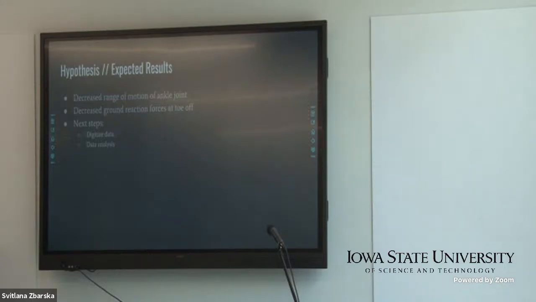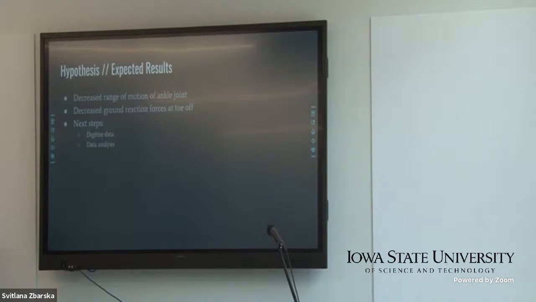Okay, so I currently am still in my data collection phase of this project, but one of the things I'm hypothesizing is decreased range of motion at the ankle joint. I'm also potentially expecting to see differences in the knee joint during landing knee flexion, and this could be due to maybe overcompensation at the knee joint because the ankle joint is restricted.